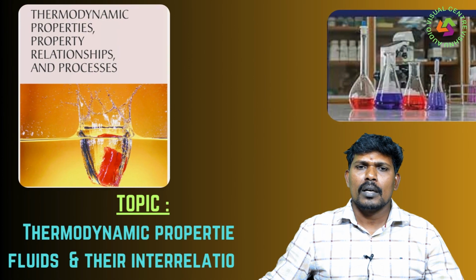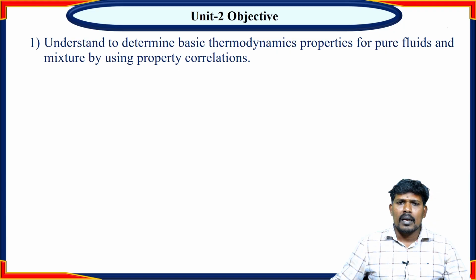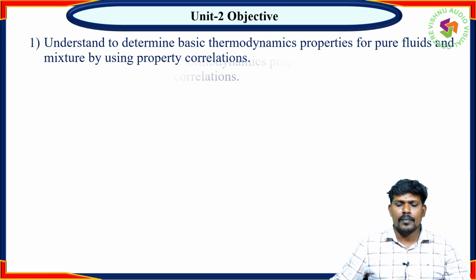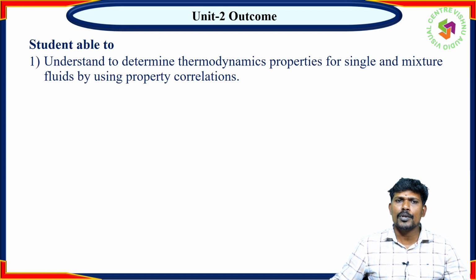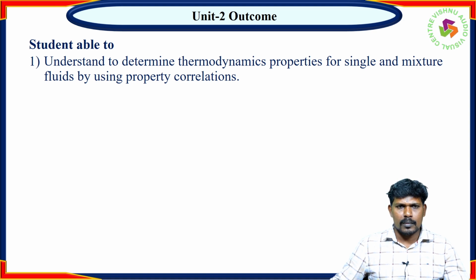Before going to the course content, first we'll see the objective of this unit. The objective is to understand how to determine the basic thermodynamic properties of pure fluids and mixtures by using property correlations. The outcome is that the student is able to determine the basic thermodynamic properties for pure fluids and mixtures using property correlations at the end of the unit.